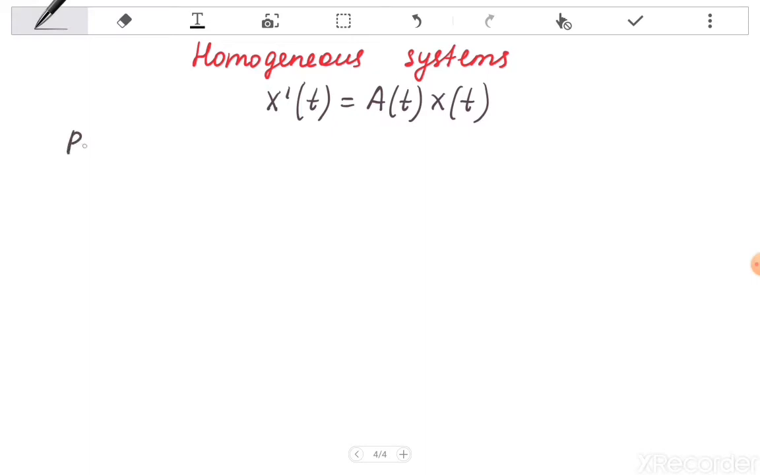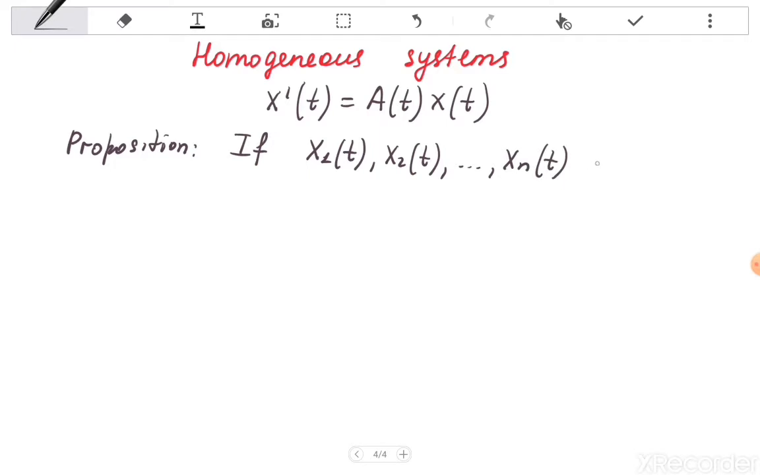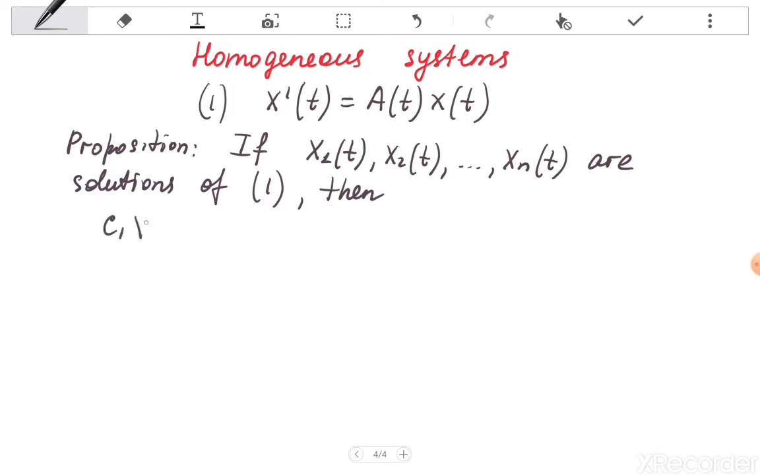So the simple proposition is the following: if the vector function x1 of t is a solution of this system, and x2 of t and also xn of t are solutions of, we call it 1 of 1, then any linear combination of these solutions will also be a solution.